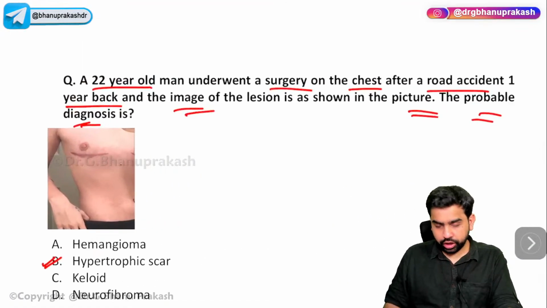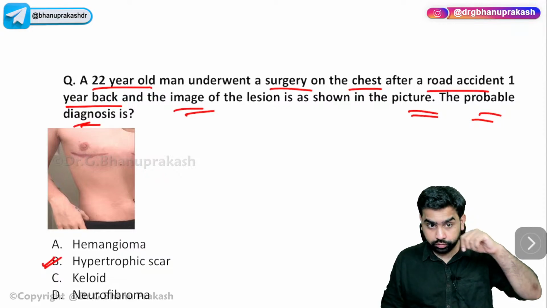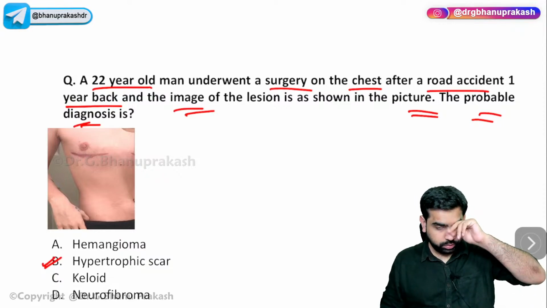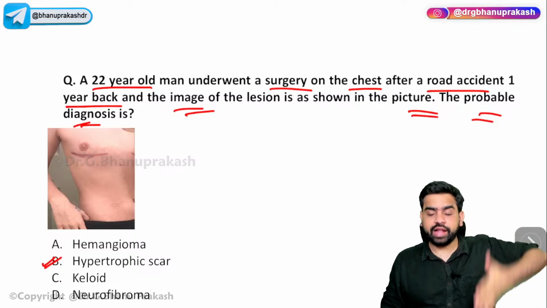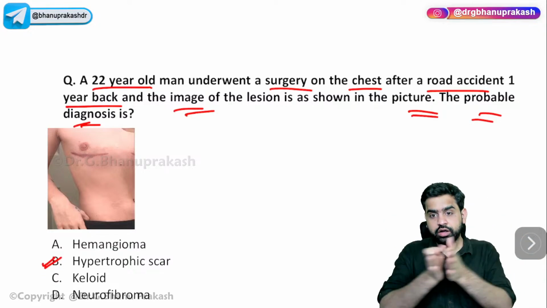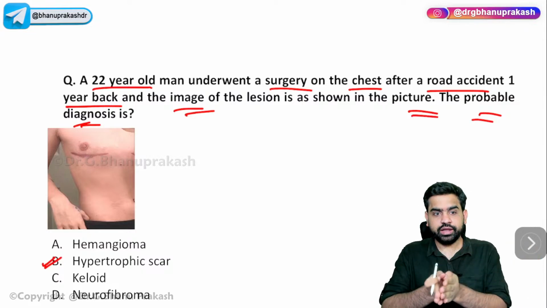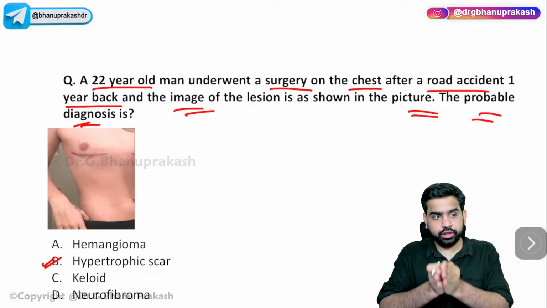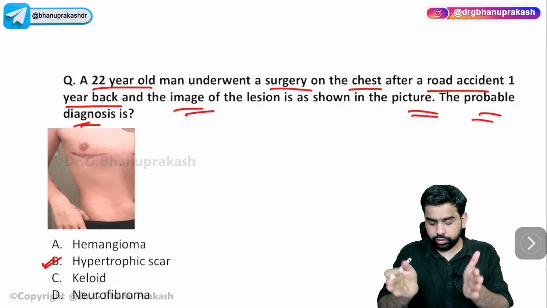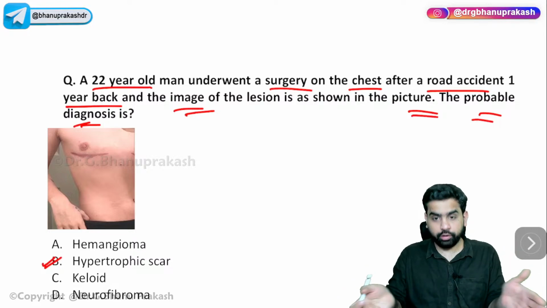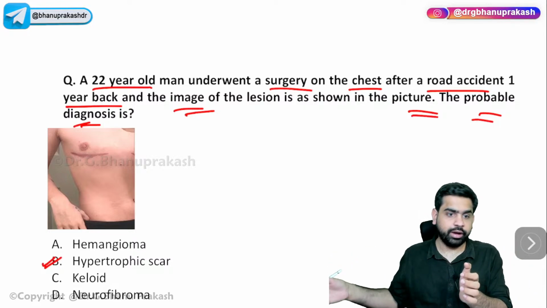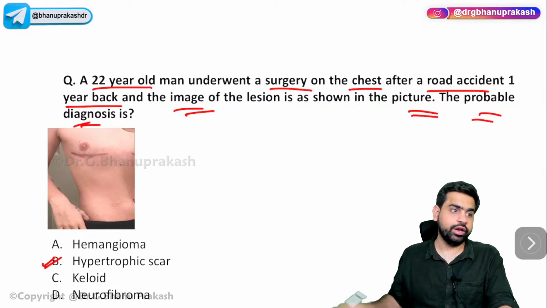So I'm pretty sure that you guys know this, but you need to differentiate between the hypertrophic scar and the keloid. Both are scar abnormalities, that is fine. But the hypertrophic scar is maintained within the margins of that particular scar, whereas the keloid goes beyond the margin of that scar.